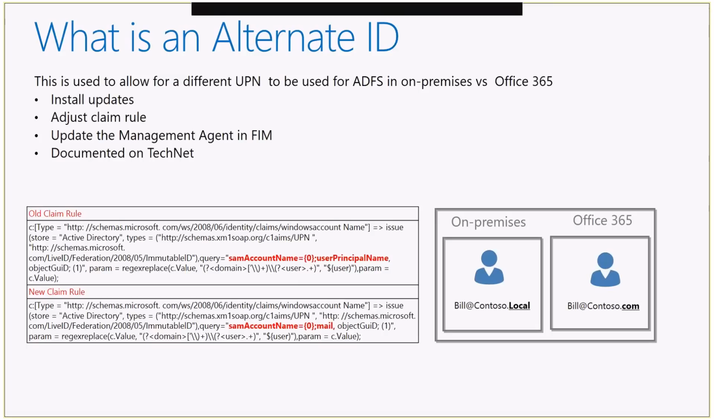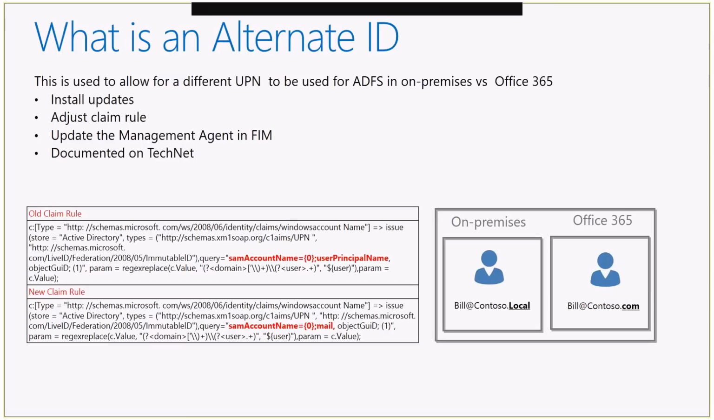The alternate ID approach is something that is supported today and is out there. It's something that our Azure AD team released. You can actually have bill@contoso.local on premises as the UPN and have the UPN of bill@contoso.com, assuming you have ADFS in place. The trick here is the claims rules I have here: the old claim rule and the new claim rule. Our SAM account name is typically bill@contoso.local or bill@contoso.com.